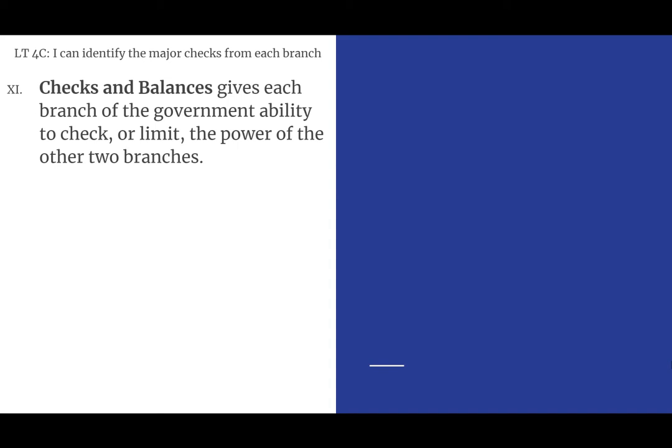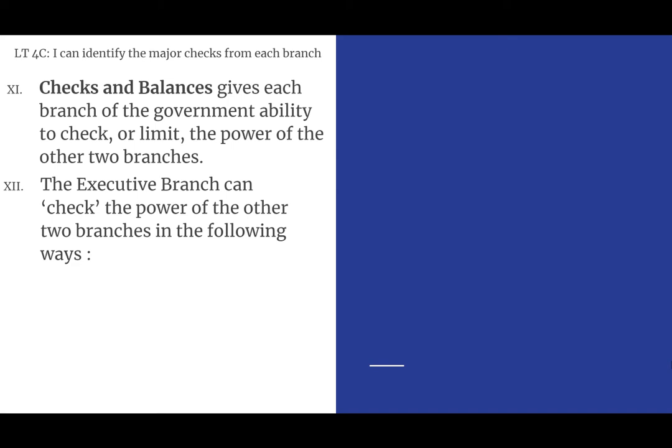What checks and balances does is give each branch of the government the ability to check or limit the other two branches. They want to make sure that each branch is checking on each other to make sure not one of them is becoming too strong. So this is going to be a key principle of our Constitution and of our government.